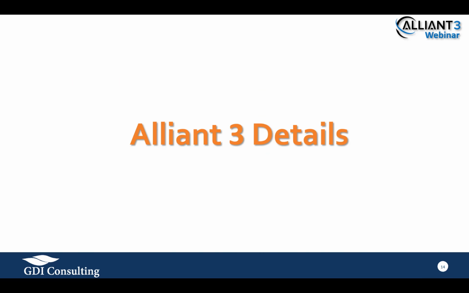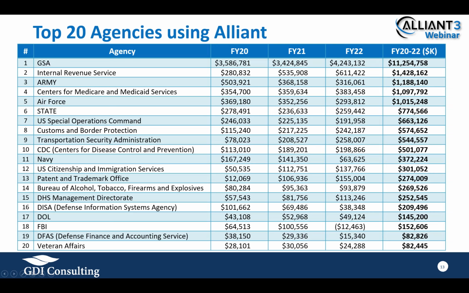Okay, and also, went too far. Let's look at also the top 20 agencies using Alliant. You can see for fiscal year 20, 21, and 22. So GSA by far is the largest agency using Alliant by $11 billion. Those numbers are in the thousands, so multiply by 1,000. So that's 11 billion for GSA, and then the IRS 1.5 or $1.4 billion. And then you can see the Army and the other agencies all here. So these are the top 20 agencies using Alliant during the past 3 years, or actually 2020 to 2022.